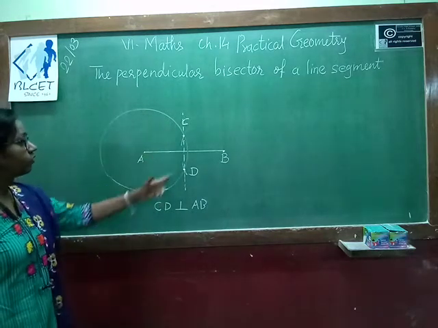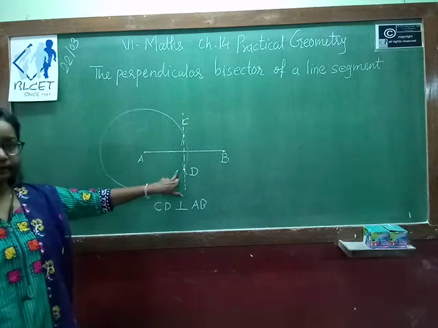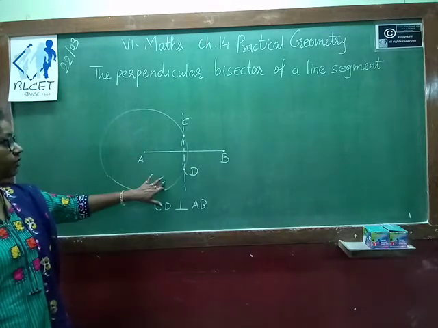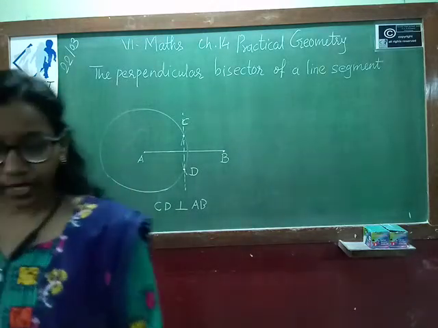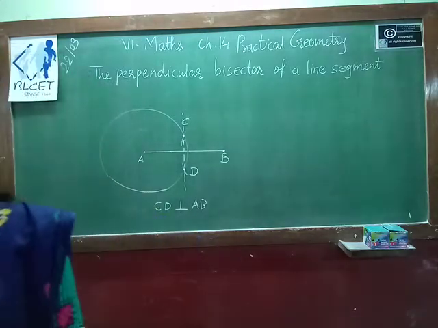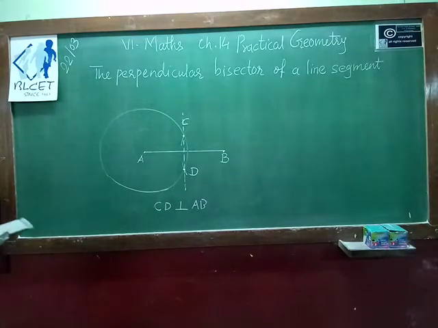If you don't want to draw the full circle, it doesn't matter, you can just draw an arc. A half circle you can also draw; no need to draw the full circle. Then also you can find the perpendicular bisector. So this way we can draw the perpendicular bisector of a given line segment.